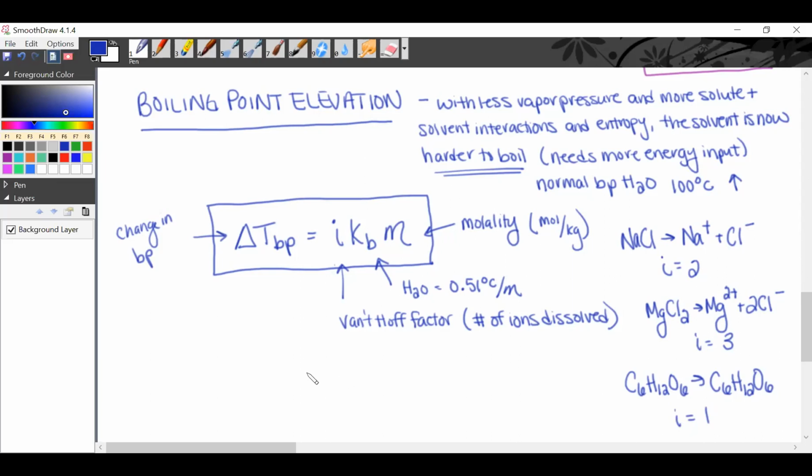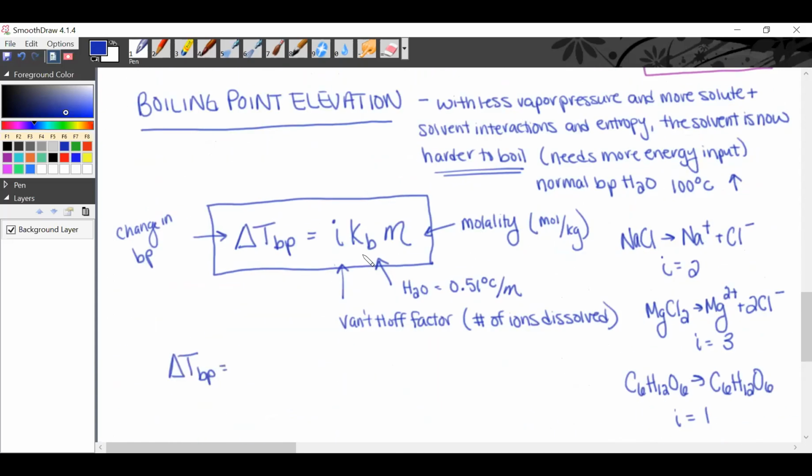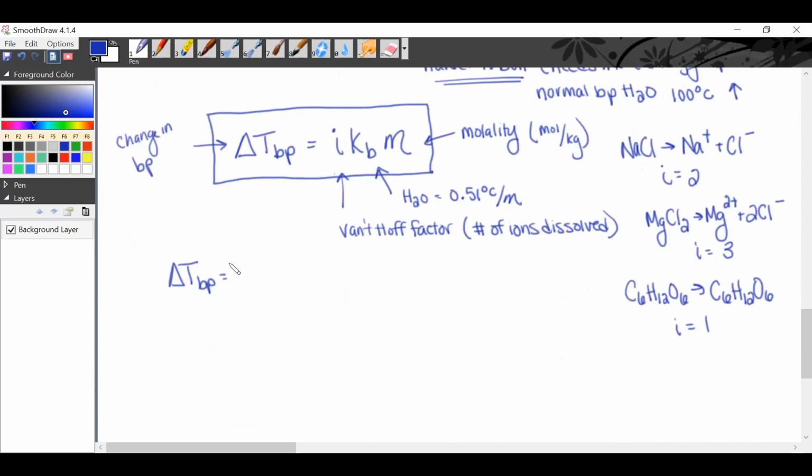Okay. So if I wanted to calculate the change in the boiling point, back to the example that we did up above, what would be the change in the boiling point if we dissolved that 10 grams of sodium chloride in the 100 grams of water? My Van't Hoff factor for sodium chloride, like I said, is 2. I get 1 sodium ion and 1 chloride ion.